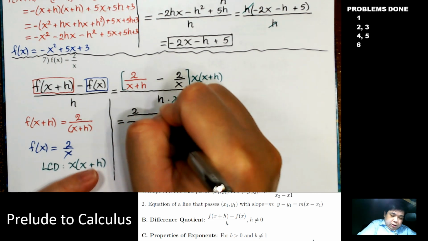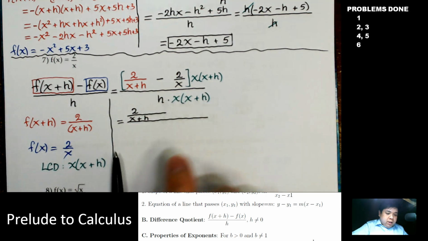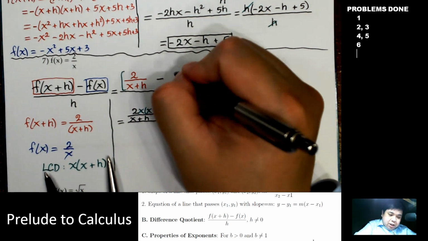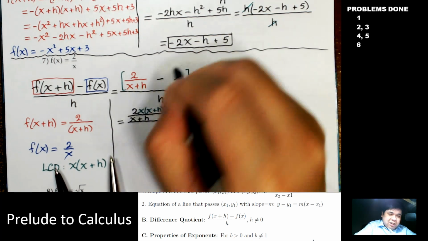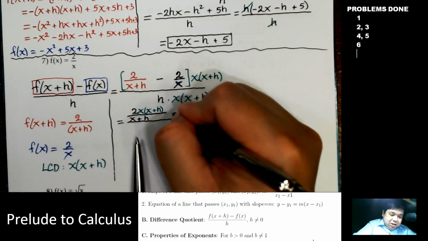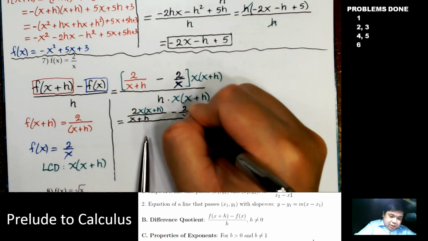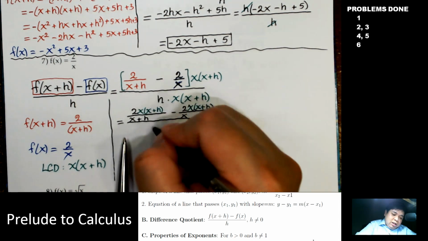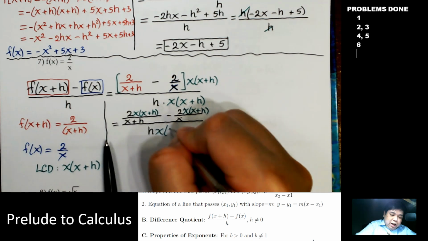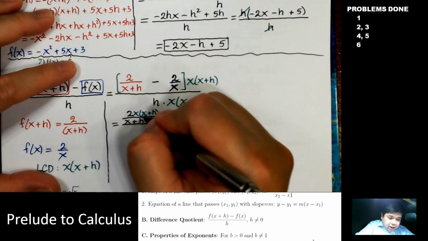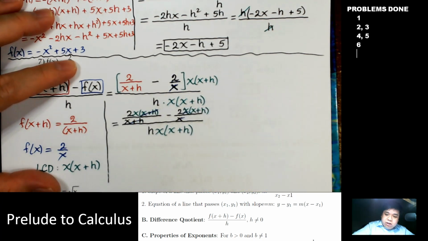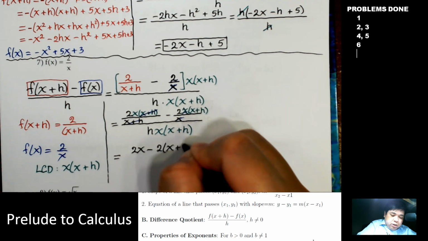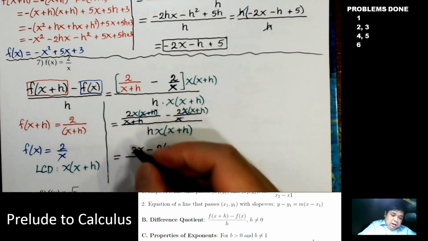2, so I multiply to the top. And then minus 2 over x. And then you have x plus h on top. At the bottom, just have h and x plus h. Once we do that, x plus h cancel out and x cancel out. So we will have 2x minus 2 x plus h over that.